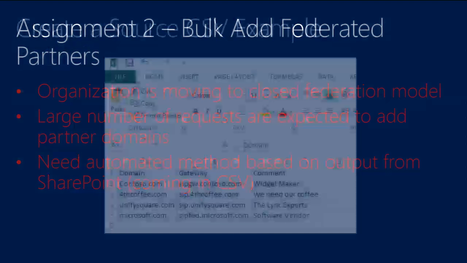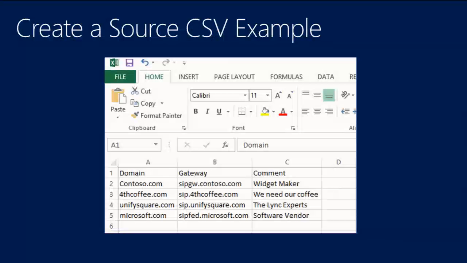So I already talked about all this. So here's an example of a CSV. We've got a domain, we've got a gateway we're using, and we've got a comment about it, right? So we're going to add Contoso and their SIP gateway. We're going to add Fourth Coffee because we really like our coffee. We're going to add Unify Square because they're the Lync experts, right? I had to get the plug-in, didn't I? And then we're going to add Microsoft because they're our software vendor, right? So we've got all that information in our CSV.